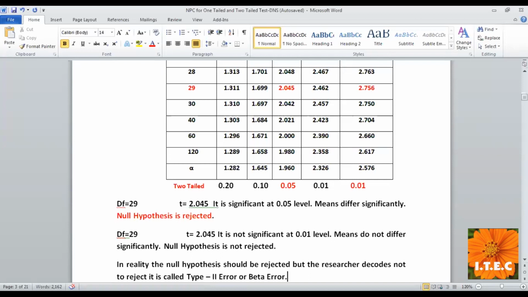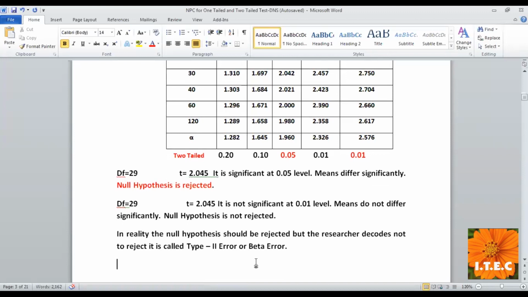And the alpha error and beta error must be equal to 1. Alpha error plus beta error is always equal to 1. So this is what you should try to understand.